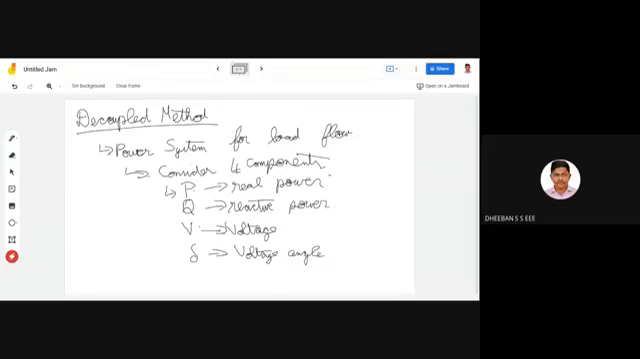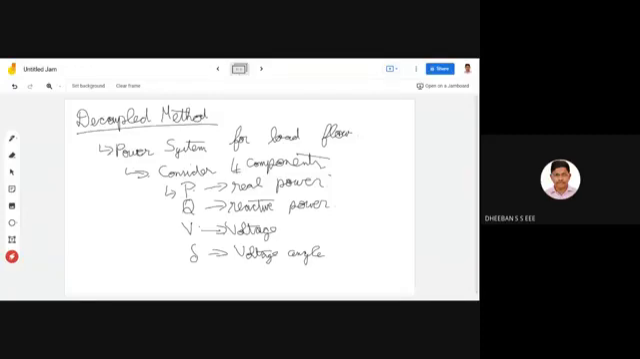Is Kailash Kumar there? Kailash Kumar. Okay, most of the students are leaving. I will just proceed with it.